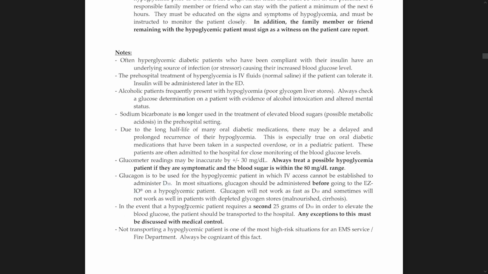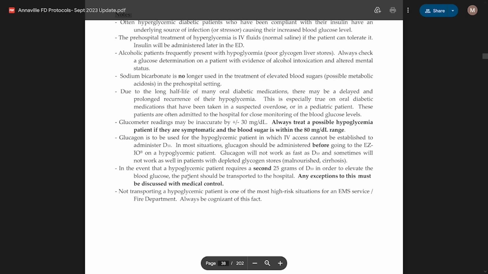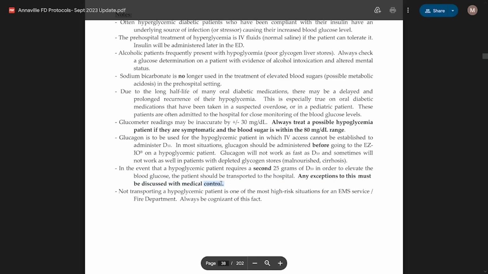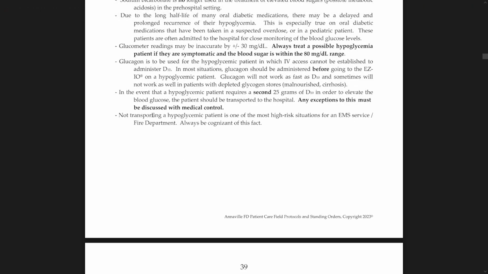In the event that a hypoglycemic patient requires a second 25 grams of D10 in order to elevate the blood glucose levels, the patient should be transported to the hospital. Any exceptions to this must be discussed with medical control. So if they require a second round of D10, you must transport them. You can talk to medical control, I suppose that is the exception, but you should always transport them. Not transporting a hypoglycemic patient is one of the most high-risk situations for an EMS service and fire department. Always be cognizant of that fact.